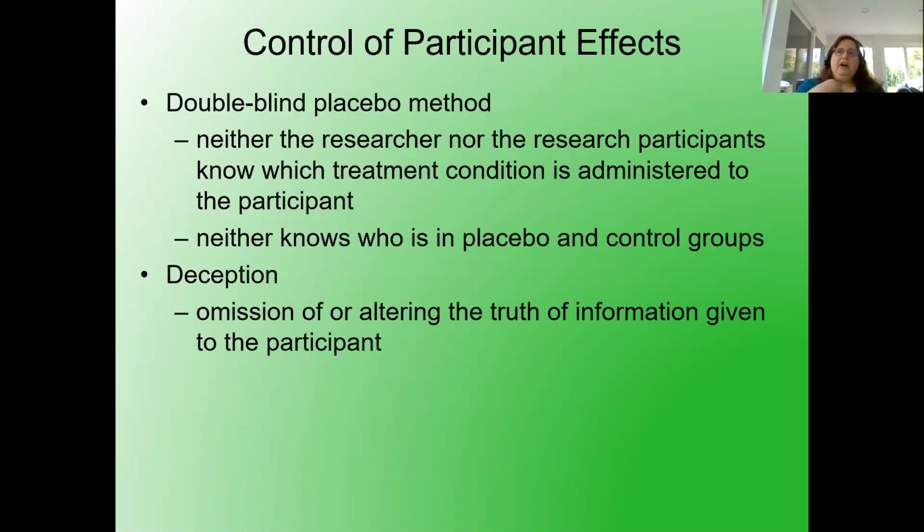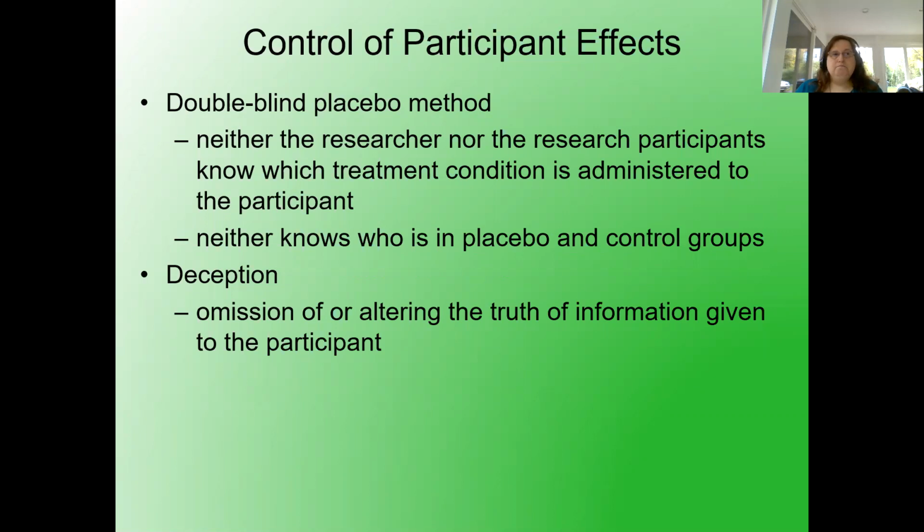All right, what about controlling those participant effects that we talked about before? Well, one thing you can do is what's called a double-blind placebo method. Neither the researcher nor the research participants know which treatment condition is administered to the participant. Neither knows who is in the placebo and control groups.